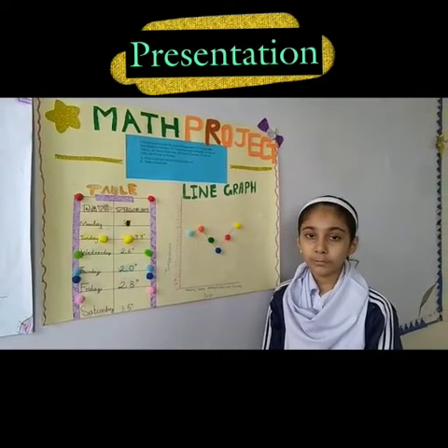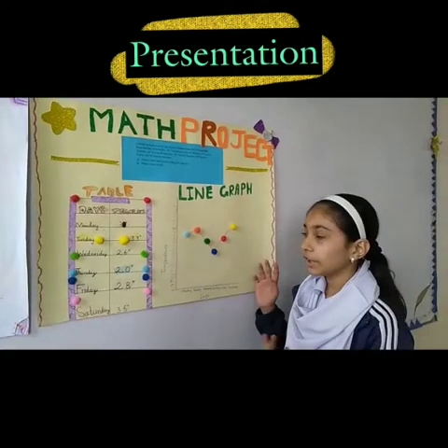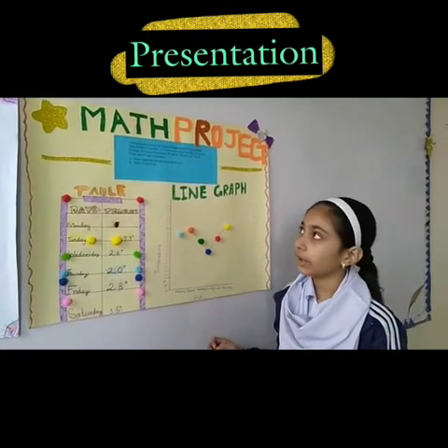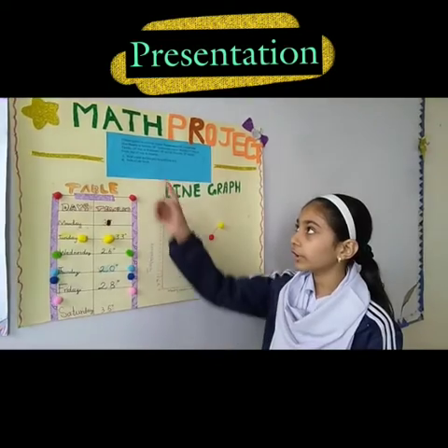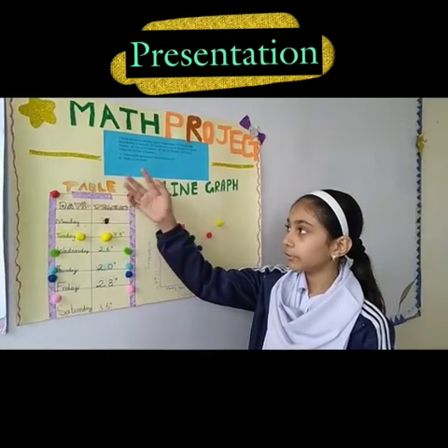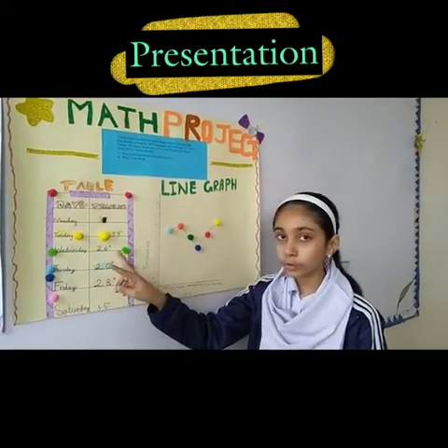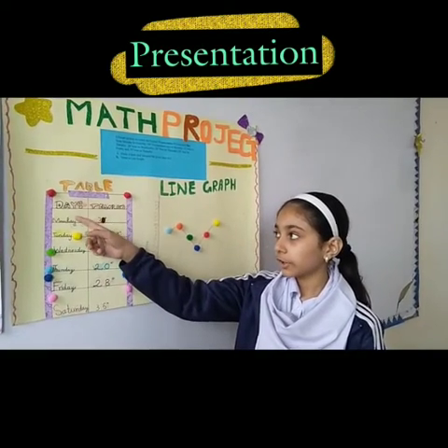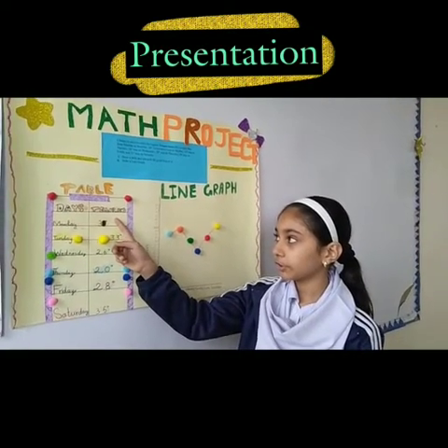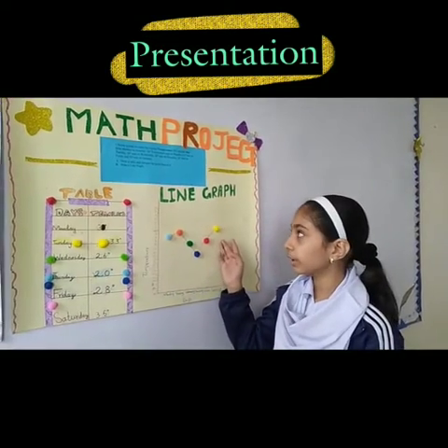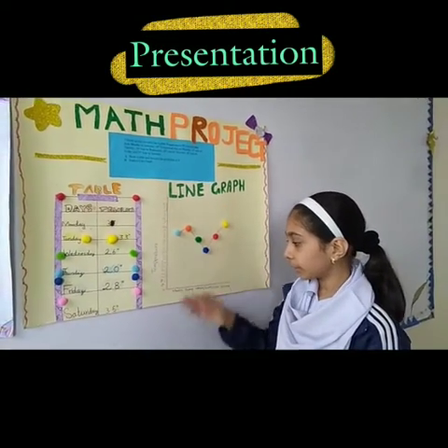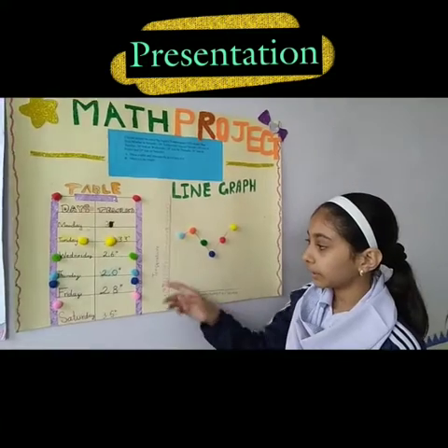Today me and my classfellows made a maths project on tables and line graphs. First our teacher gave us the data and we drew two columns for the table. On one side there were days and on the other side there was temperature. Then we drew the line graph. We put the days horizontally and the temperature vertically.